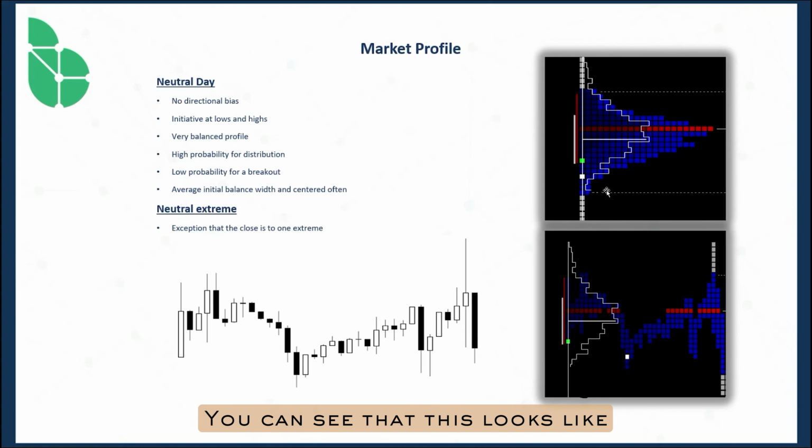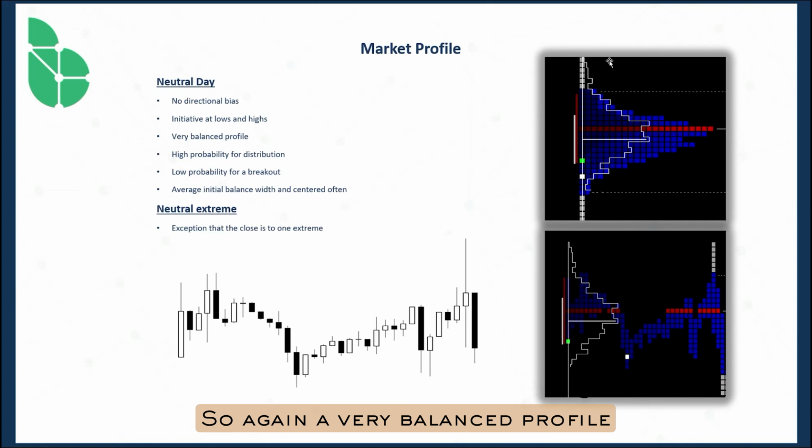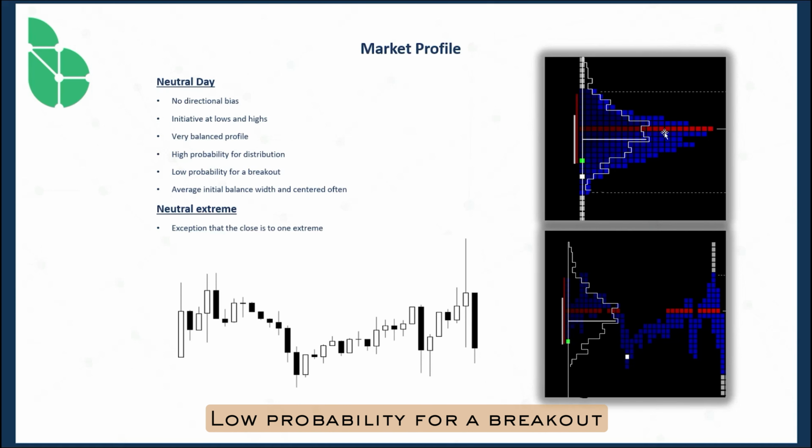You can see that this sort of looks like a distribution with really high kurtosis. If we're looking at a distribution, this large spike right here, really high kurtosis. So again, a very balanced profile. High probability for distribution between a range, low probability for a breakout.